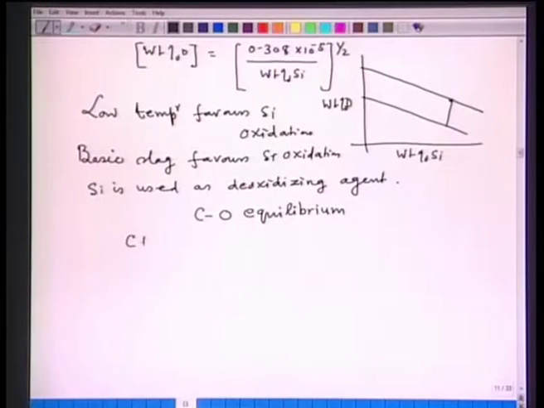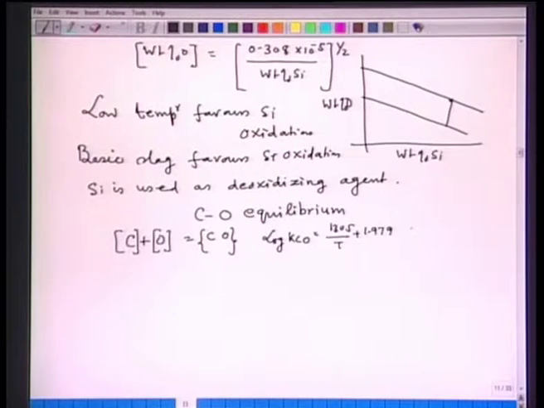For example, C plus O is equal to CO, and here again I could get different values of KCO from the literature, which I am giving you. Use log of KCO equal to 1305 upon T plus 1.979. Now, if I calculate at 1873 Kelvin, the value of KCO comes out equal to 474. Let us call this equation 21.